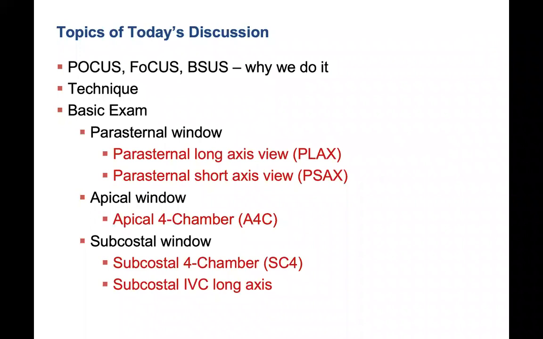So today we'll talk about POCUS, FoCUS, bedside ultrasound, whatever you want to call it, and why we do it. We'll discuss the basic technique, and then we'll review the basic exam. When we talk about the basic exam, we'll look at the three windows: the parasternal window, the apical window, and the subcostal window. In each of these windows, we'll focus on the images we're acquiring when doing a POCUS exam. In the parasternal, we'll talk about the parasternal long axis view and the parasternal short axis view. In the apical window, we'll talk about the apical four chamber. And in the subcostal, we'll do the subcostal four chamber and the subcostal IVC or long axis view.